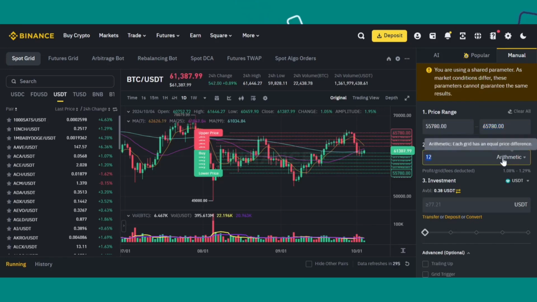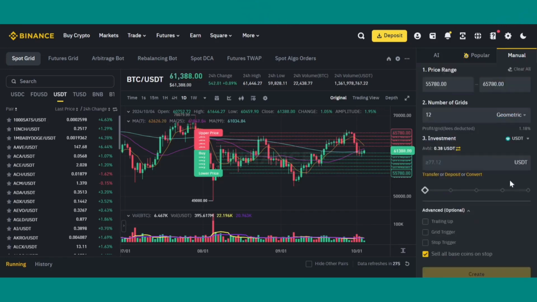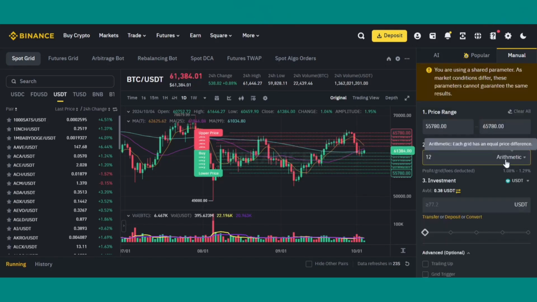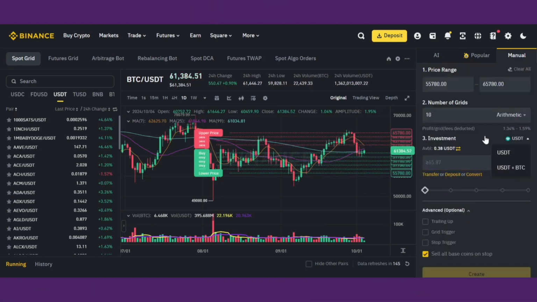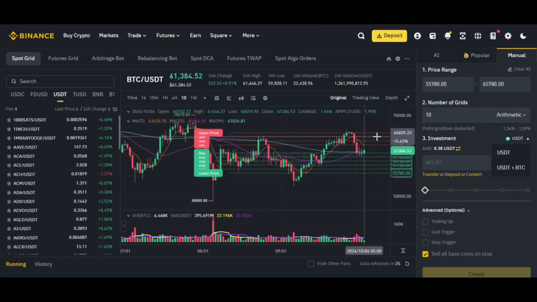Now see here, arithmetic and geometric are there. The difference between arithmetic and geometric is that if you click on arithmetic, then this 12 will be divided equally. Suppose we make it 10, it will be easy for calculation. In this, the price range has a difference of 10,000, okay? And the number of grids is 10. If it is on arithmetic, then its difference will be 1,000 each. 55, 56, 57, 58. Okay?